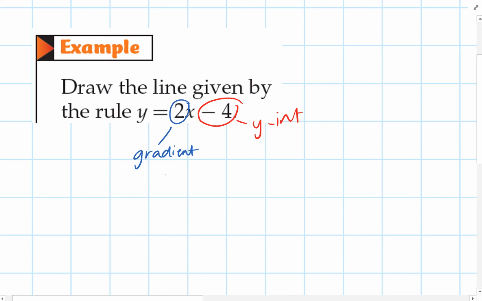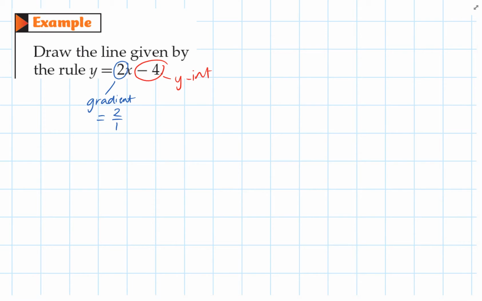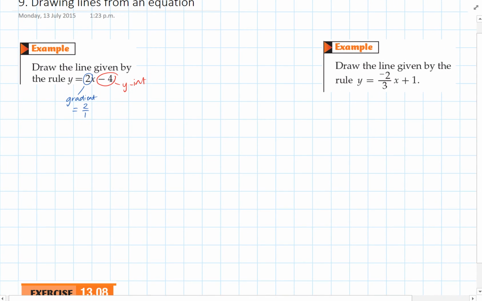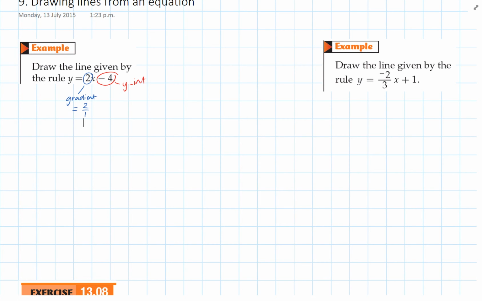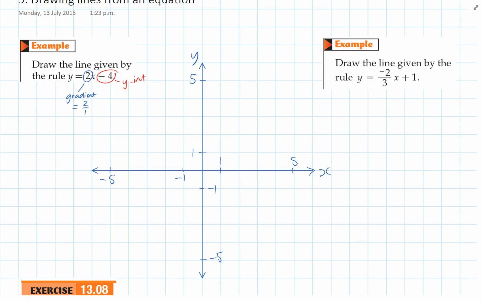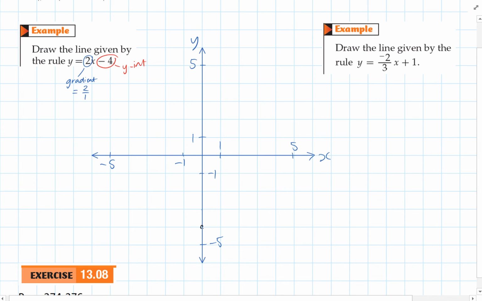So remember the gradient is rise over run, so for this one the rise over run would be 2 over 1. And our y-intercept is just -4. So if we're going to draw this, we'll need to set up a set of axes. Okay, so there's my set of axes. So I'm going to start with my y-intercept, which is -4. So that's right down here.